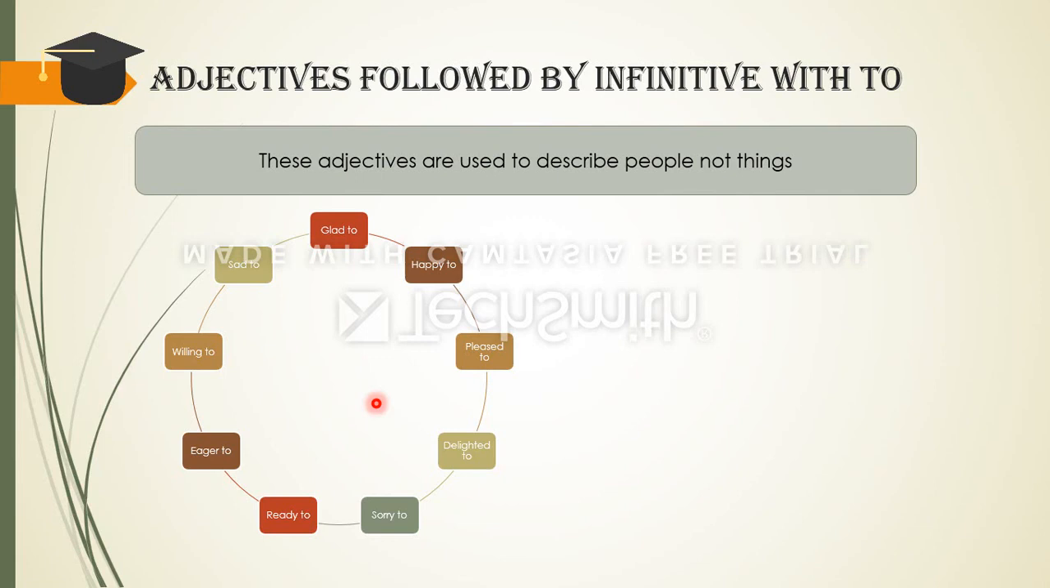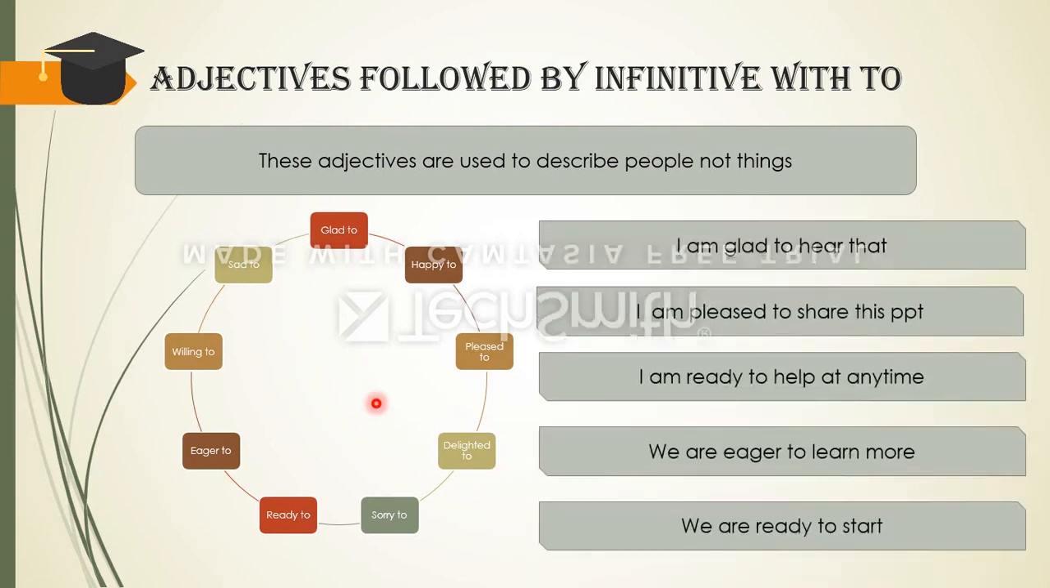I'm pleased to meet you. I'm delighted to learn new things. I'm sorry to misbehave. I'm ready to take part in this project. I'm eager to learn new things. So whenever you have these adjectives, and they are used to describe people, we use the infinitive plus to. I'm glad to hear that.